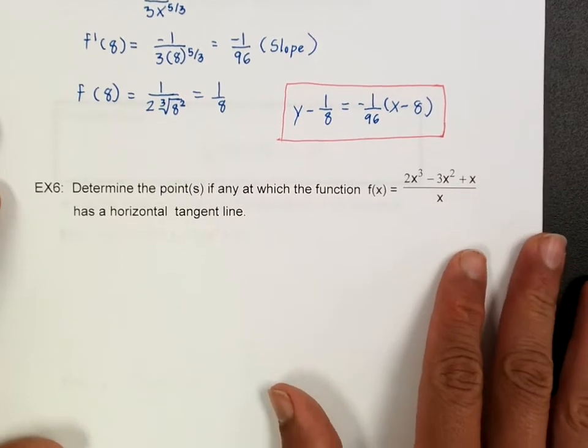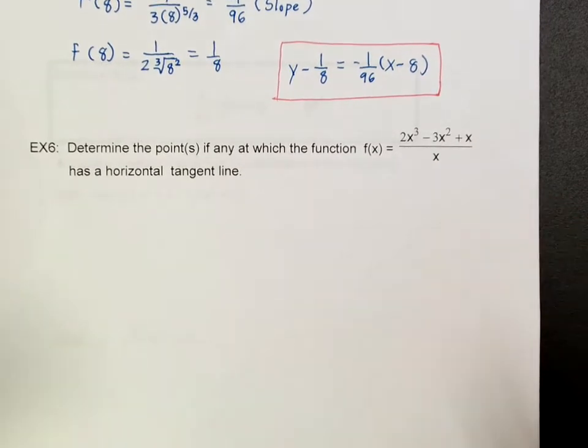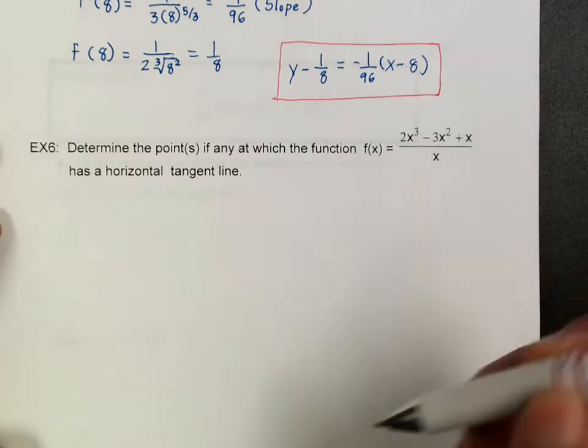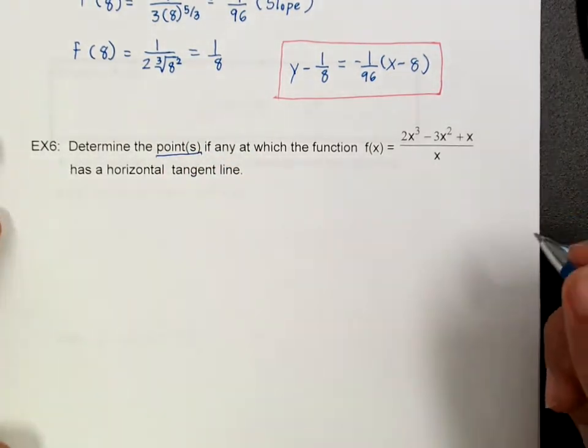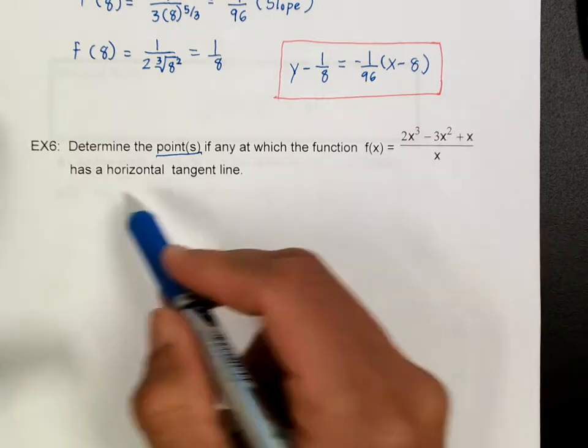Alright, example 6. What's different about this? If I'm going too fast, make sure to slow down, rewind, watch it again, do what you have to do. If I'm going too slow, then you feel free to fast forward me. Now this one says determine the points, if any, at which the function has a horizontal tangent.